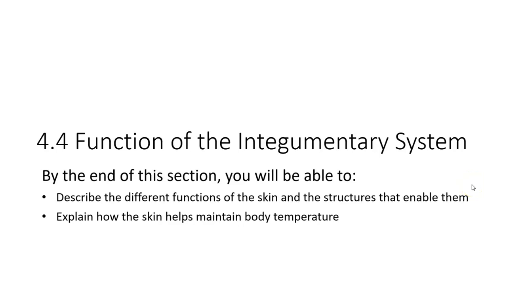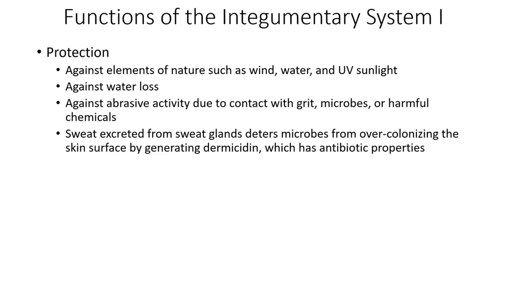All right, we are continuing with the functions of the integumentary system. So we have some different functions that our integumentary system provides, and the first of those is protection. So this is going to be protection against nature, so wind, water, UV light. It's going to help protect us against water loss because obviously we need to stay hydrated and stuff like that.